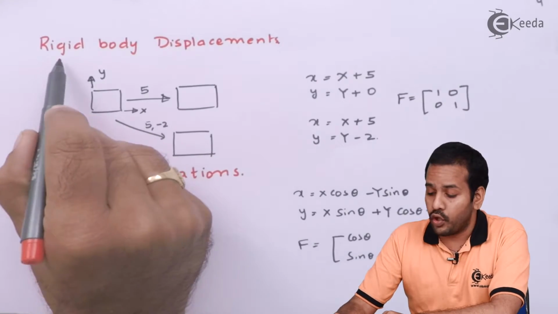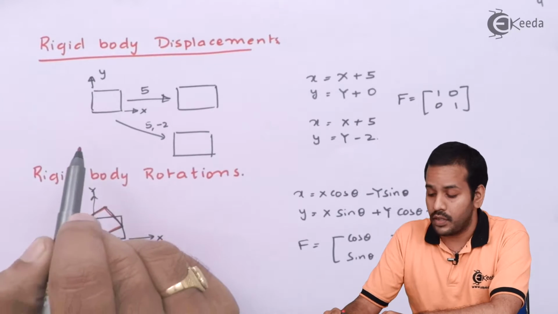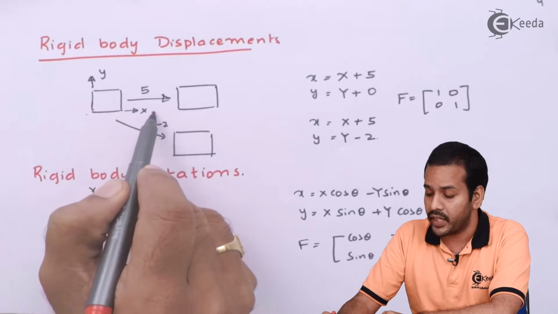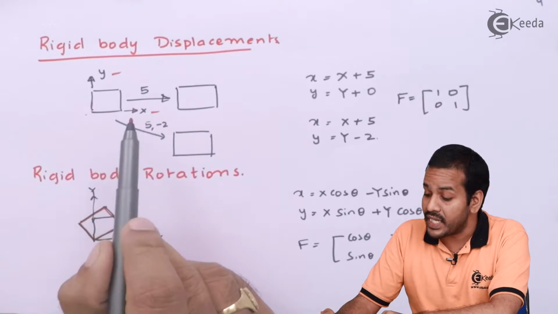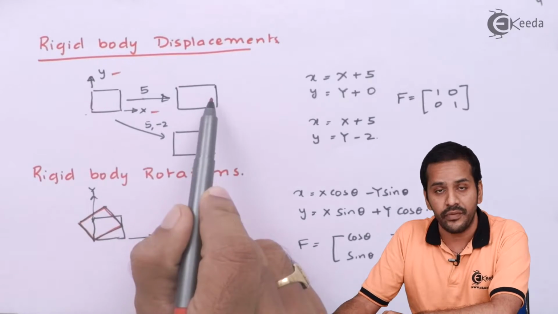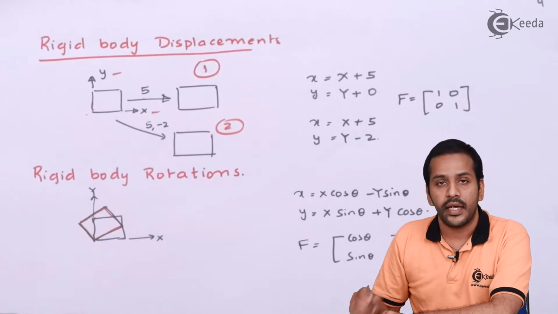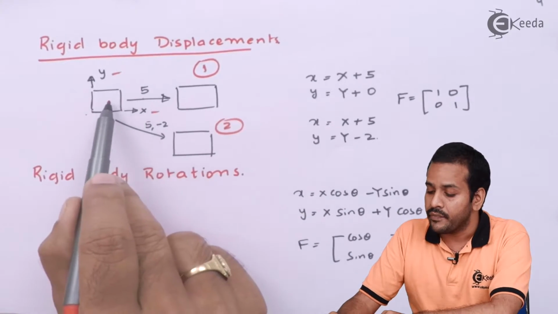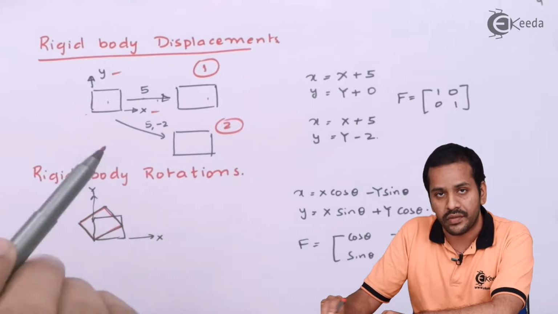So let us learn about what these rigid body displacements are. If you see this square, I have assigned a coordinate system here, capital X and capital Y. Now this square has been translated by 5 units in the x direction. So this is one instance and this is another instance. In the first instance, I translated this square by 5 units in the positive x direction.